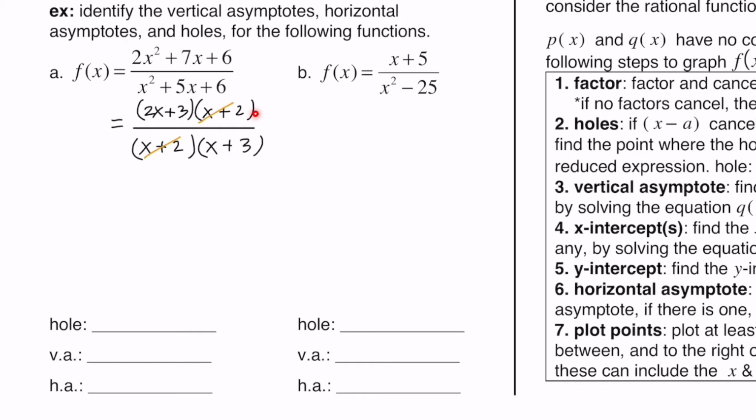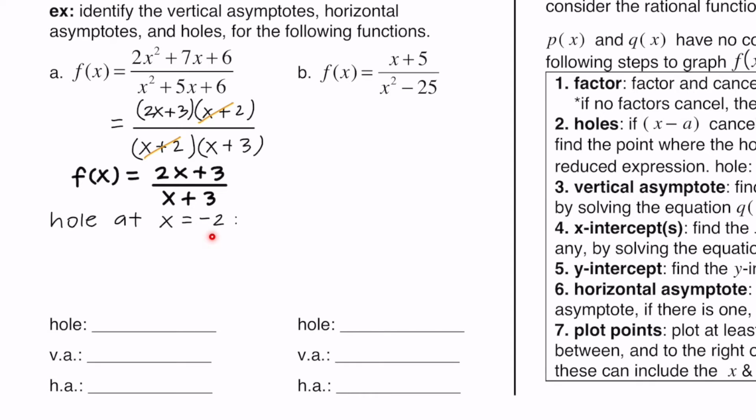The common factor in the numerator and denominator is x plus 2, so those cancel. So our resulting function is f of x equals 2x plus 3 over x plus 3. And this is going to be the function that we work with when we identify these values. To find a hole, what you do is you look at the factor that was canceled, and the factor is x plus 2, so that means the hole occurs at x equals negative 2.